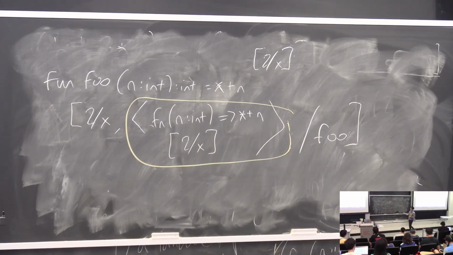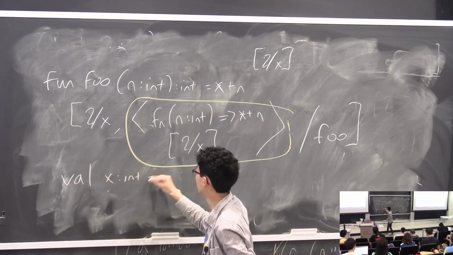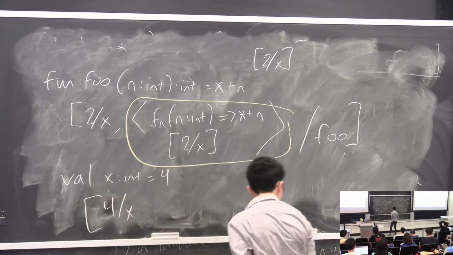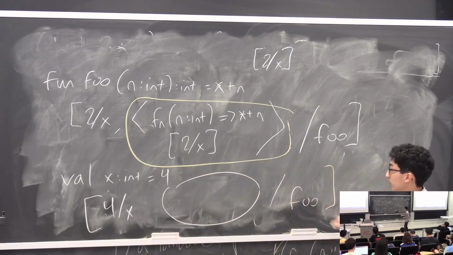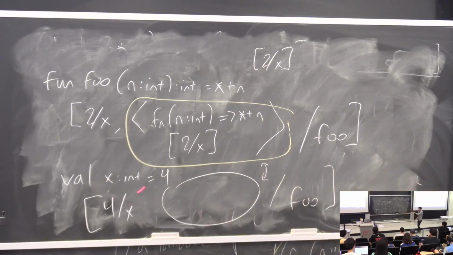Right? So then later on, when I do val x colon int equals 4, I get 4 slash x. Again, I get the yellow monstrosity bound to foo. But the point is that these two things are the same thing. So there's a 2 for x in here that is still there. It's not at the top level. I can't see it from future bindings. If I referenced x, I would still get this one. But function foo knows about the original x that was bound up here. Does that make sense for everyone? Yeah.